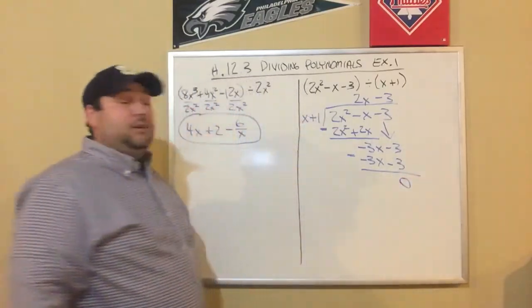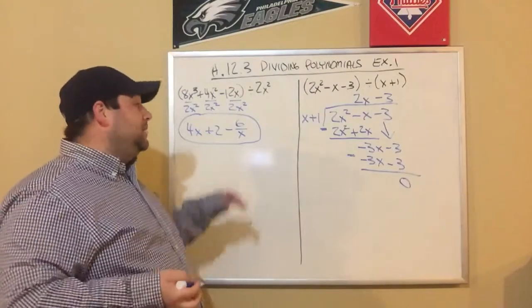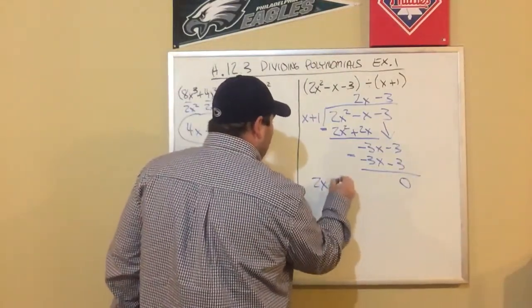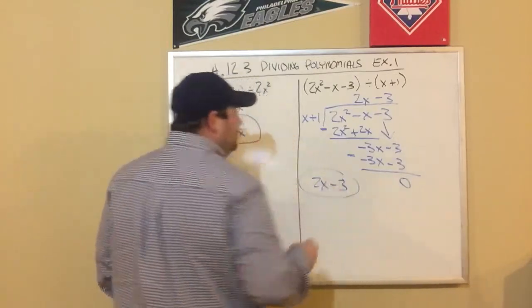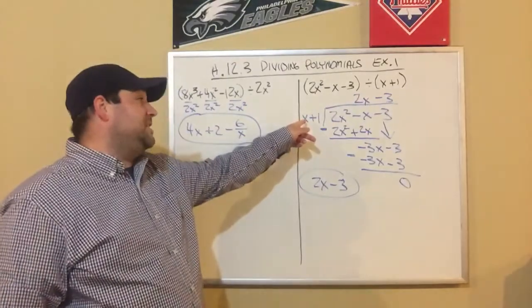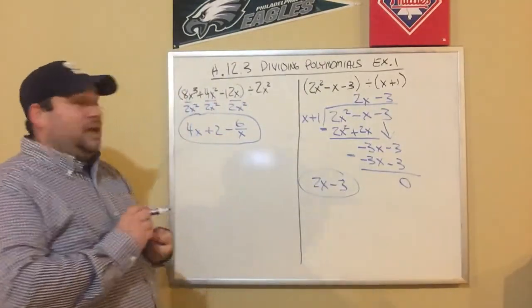So we have no remainder. We'll get to problems with remainders in a minute, but this one has no remainder. So our answer is just 2x minus 3. You could always check your answer by taking the 2x minus 3 and doing the FOIL method times x plus 1. You should get the original. All right, that's example 1. I've got a couple more coming.